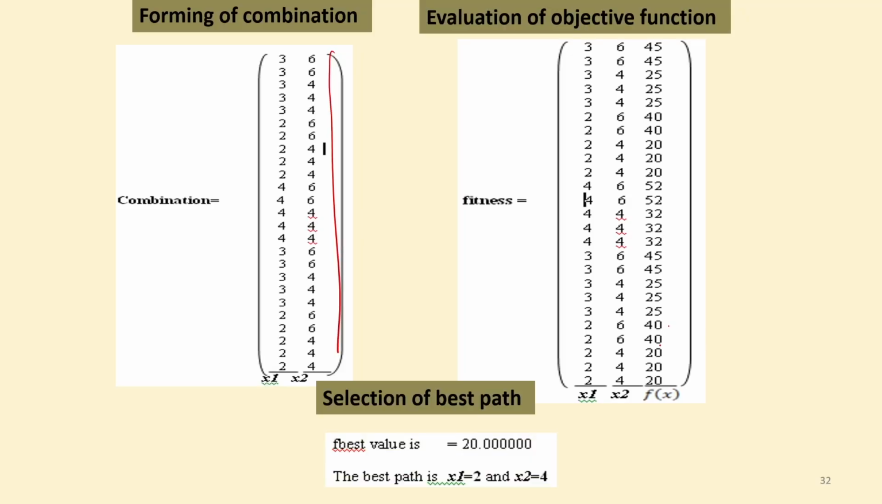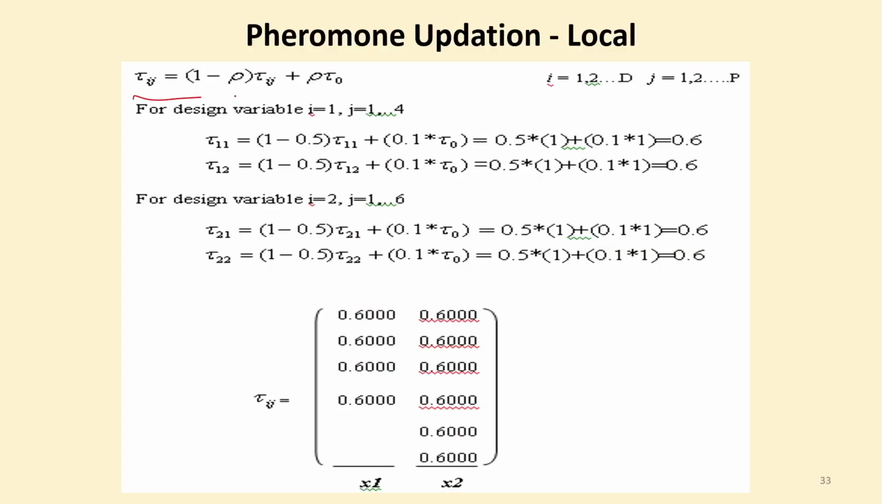So, accordingly you have to form the combinations, and for each combination you have to evaluate the objective function, and based on the evaluation of the objective function you have to reach the best value. Here the best fitness value is 20, almost; here you got 2, 4 as the best fitness value. Like that you have to select the best path. After selecting the best path, you should update the pheromone. Like velocity and position updation, and like genetic operations such as crossover and mutation, here also the pheromone updation is carried out.